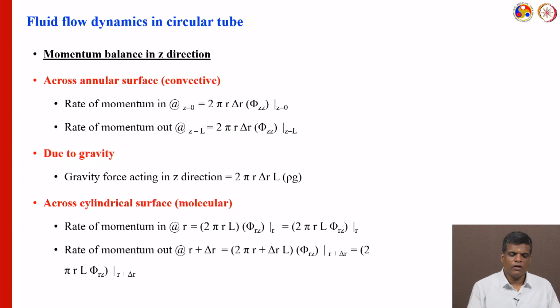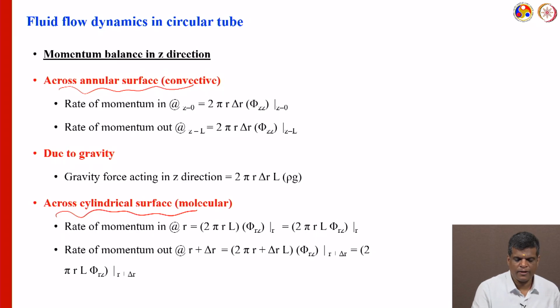Now we want to solve this. The first is convective momentum across the annular surface. Then there is the cylindrical surface also. Then the effect due to gravity. Here 2 pi r delta r is the area, then the momentum flux tau r z. If we solve it, we will get the rate of momentum at z equal to 0 or z equal to L.